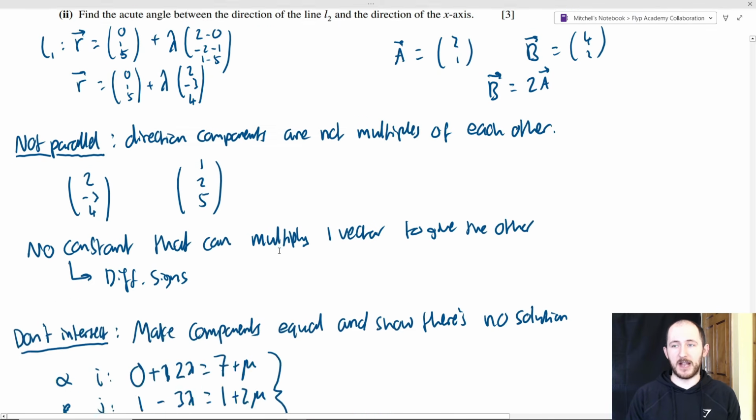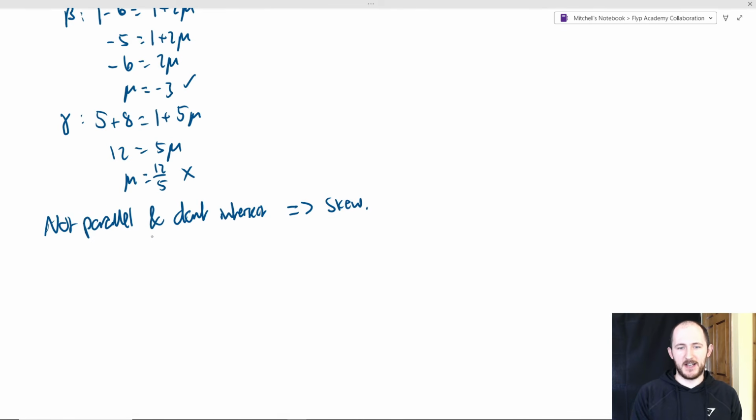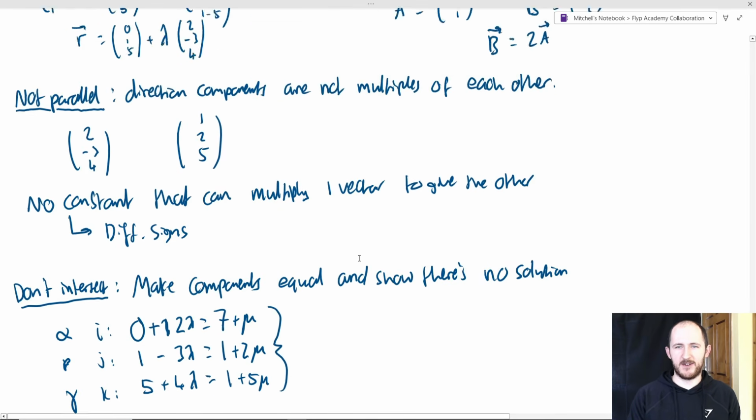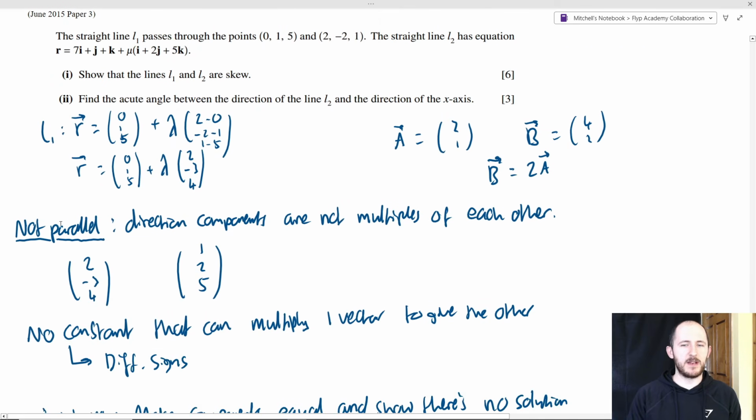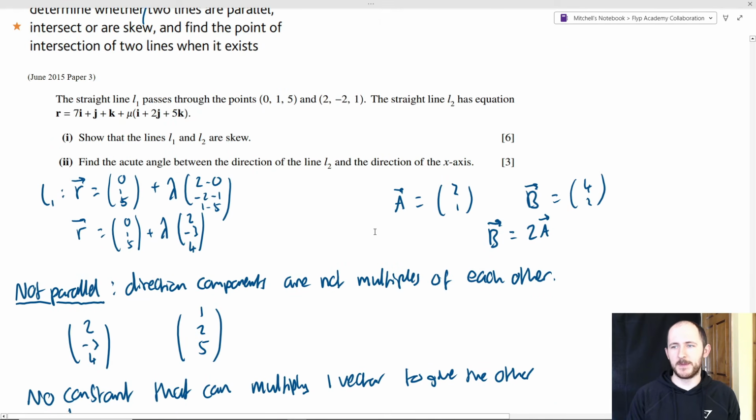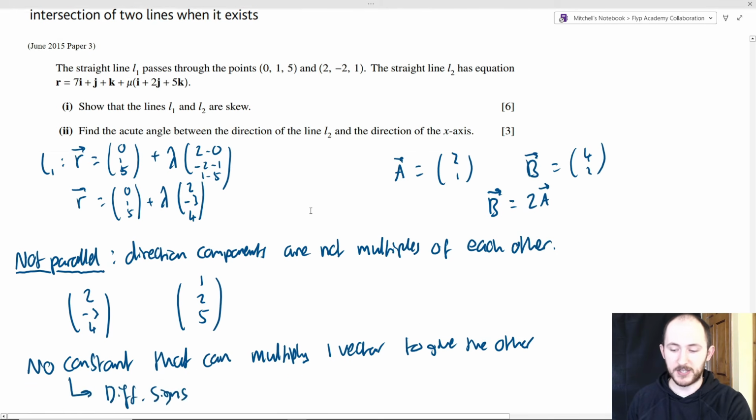Part 2, find the acute angle. So we've got another thing to do. Look at that 6 marker, man. Oh, perfect. I like it when you have to write sentences in a 6 marker, right? So find the acute angle between the direction of the line L2 and the direction of the x-axis. So what we're going to do is, well, actually, let me point this out.